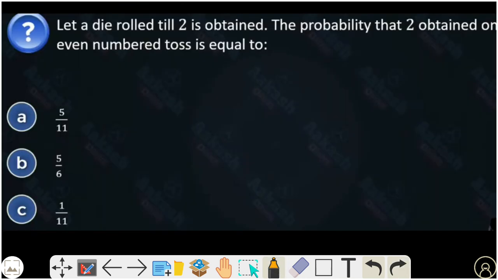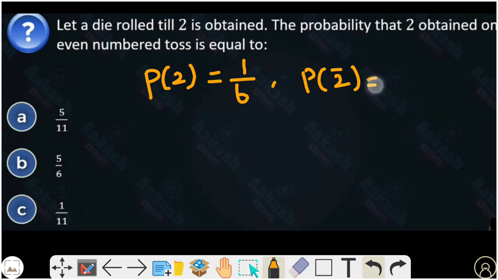Question: let a die be rolled till 2 is obtained. The probability that 2 is obtained on an even number of tosses is equal to. So here the probability P of 2 means a single die, 1 by 6. The probability of 2 is 1 by 6, probability of not getting 2 is 5 by 6. This is the thing which we have to know, and then the required probability. The required probability is what? Even times you have to toss it.